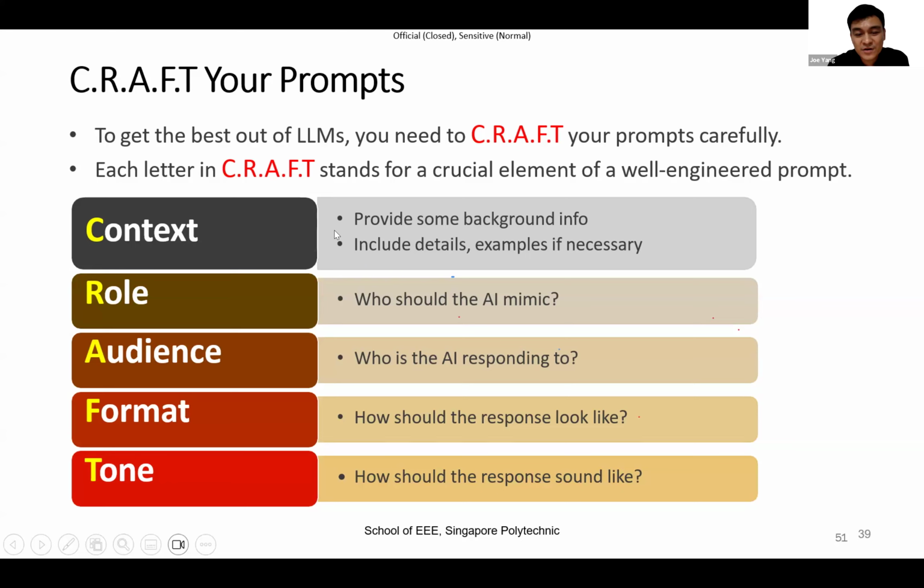Context means, of course, when you ask ChatGPT, it is good to provide some background information, including details, examples, and the AI's role, how you want the AI to answer you. Maybe you want the AI to answer like a 3-year-old or 10-year-old kid, or like an adult, or an elderly person, or like a lawyer, a doctor, or a teacher. You can set the role, and you can set the audience who is listening to you.